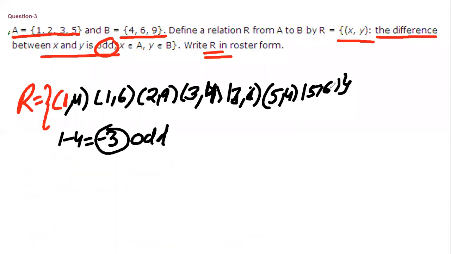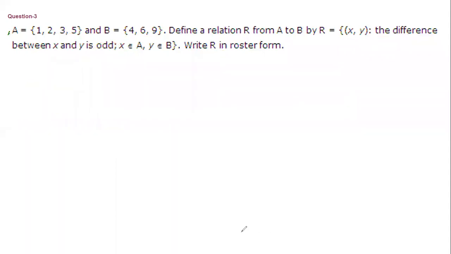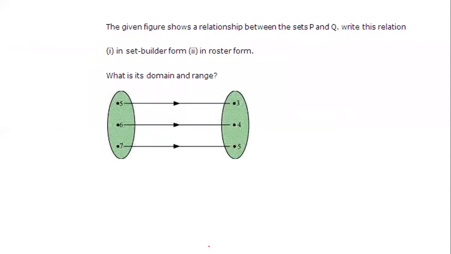Okay, now come to the next one. This is the question. The given figure shows a relation between the sets P and Q. Write this relation in set builder form. Can you see this? If the input is 5, answer is coming 3. If input is 6, answer is coming 4. If input is 7, answer is coming 5. Is there any relation between these x and y?